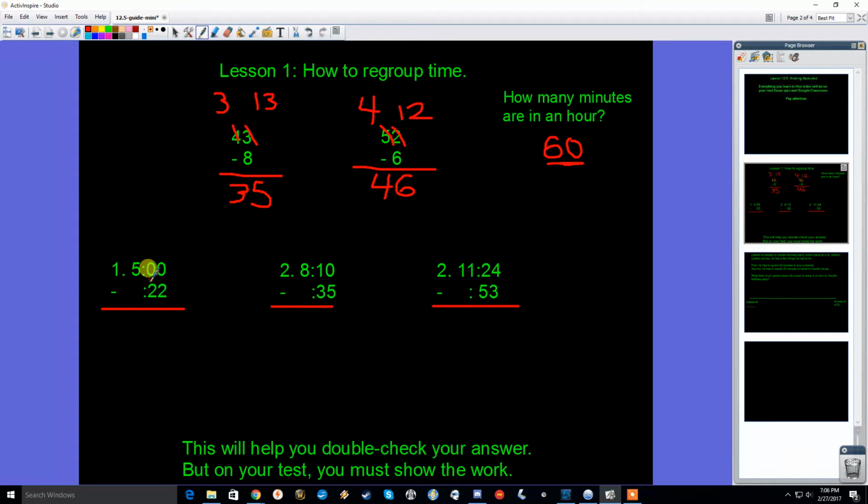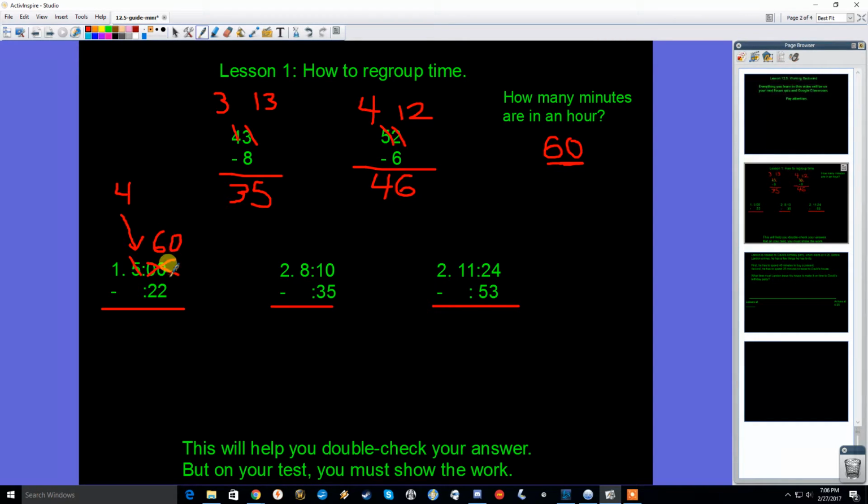So 5 o'clock, 2 zeros, minus 22 minutes. Zeros and zeros, this is like 0 minus 22. It doesn't work. So what do we do? We have to regroup time. The 0, we're just going to X that out. How many minutes are in an hour? 60. So here comes the 60. And where did we borrow the 60 from? Oh, we borrowed it from the hour. So this 5 goes down to a 4.